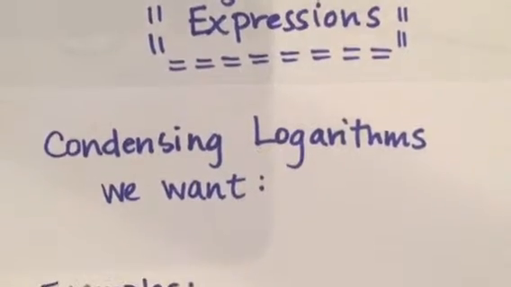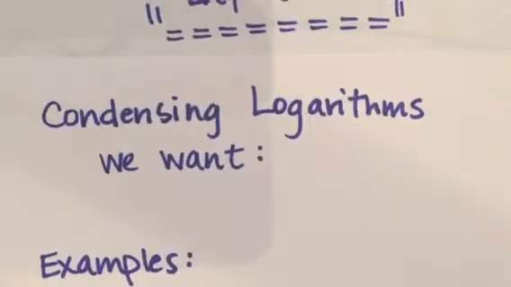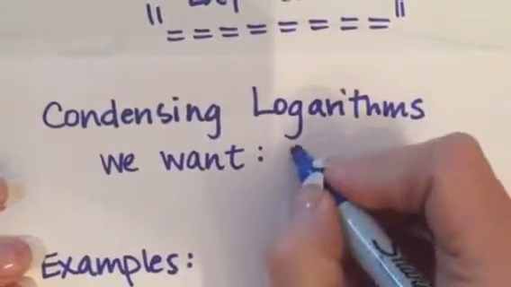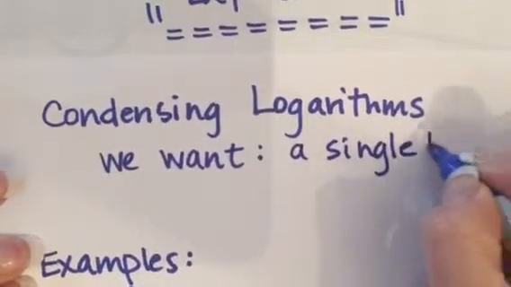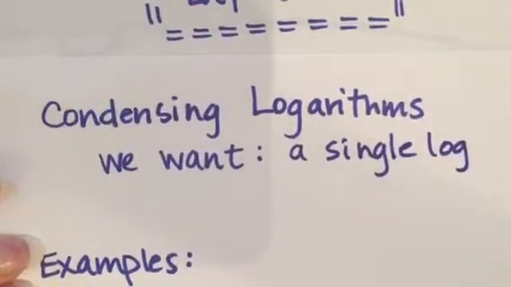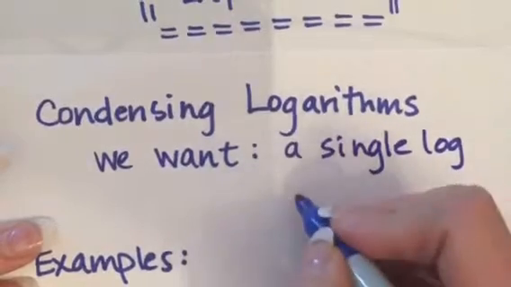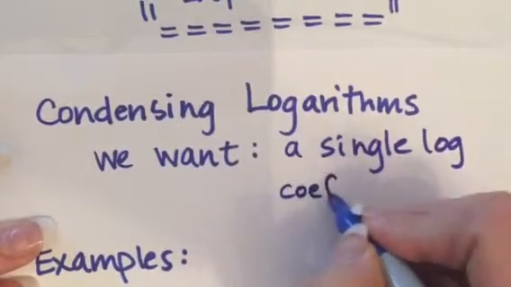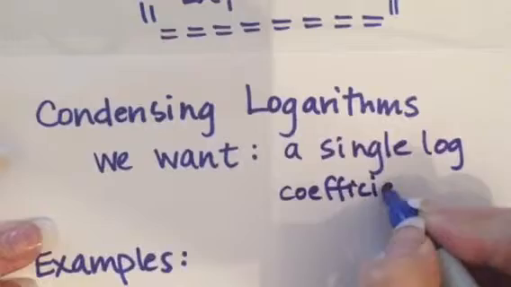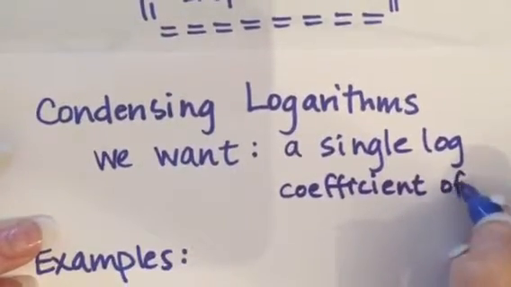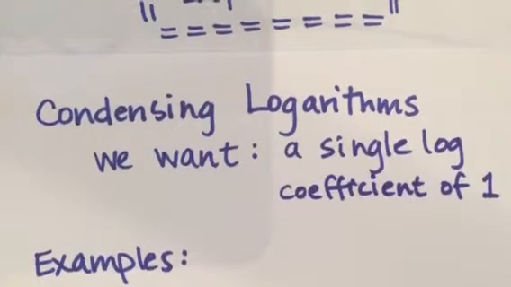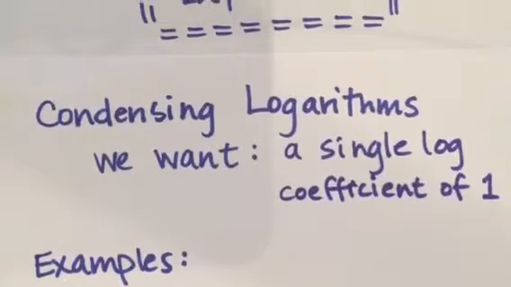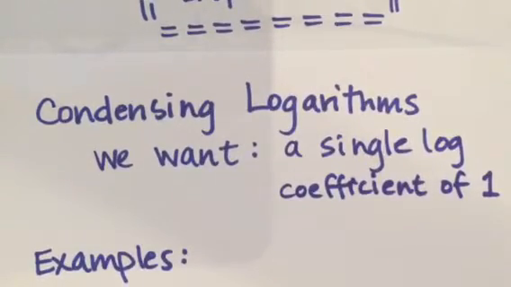We want a couple of things when we condense logarithms. We want a single logarithm as our outcome. And we also want to have a coefficient of 1. We don't want to have any other coefficients on our logarithmic expressions. So let's just dive right in and look at some examples.